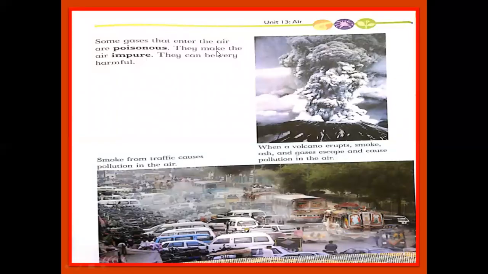And some gases that enter the air are poisonous. They make the air impure. They can be very harmful. I told you that air is a composition. Air is composed of oxygen, nitrogen, carbon dioxide, dust particles, and water vapors.